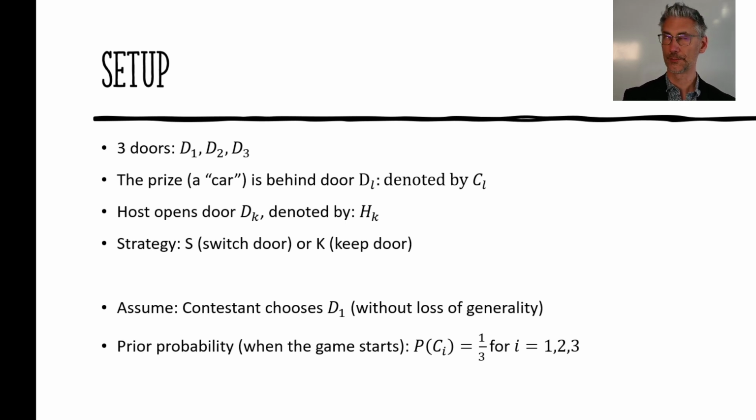So a priori, when the game starts, we don't know anything. So the probability is a third for each door, because the car needs to be behind one of the three doors and is randomly distributed.